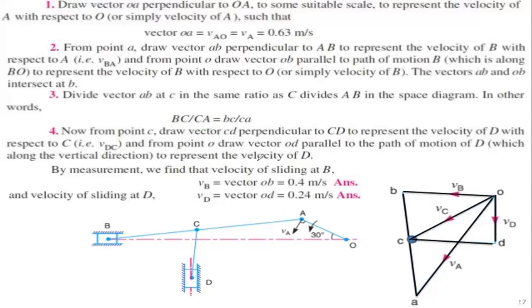Next, now from point C, draw the vector CD which is perpendicular to the direction CD. Here we see CD as a position. We have the link CD, and in the direction perpendicular to this CD link, I am drawing a vector from C to D.